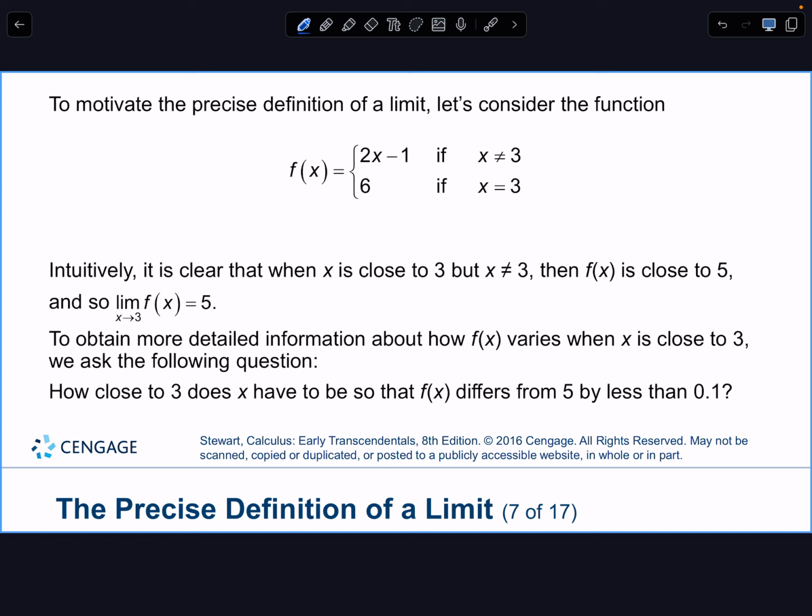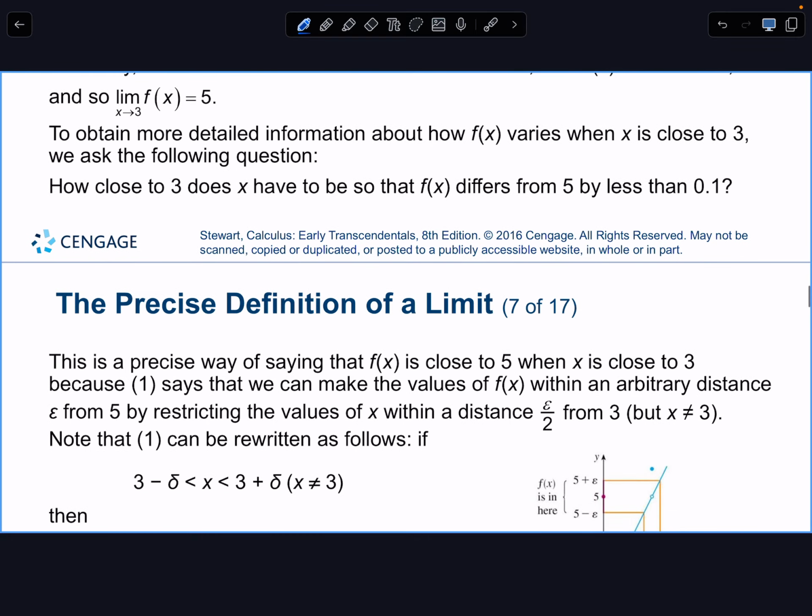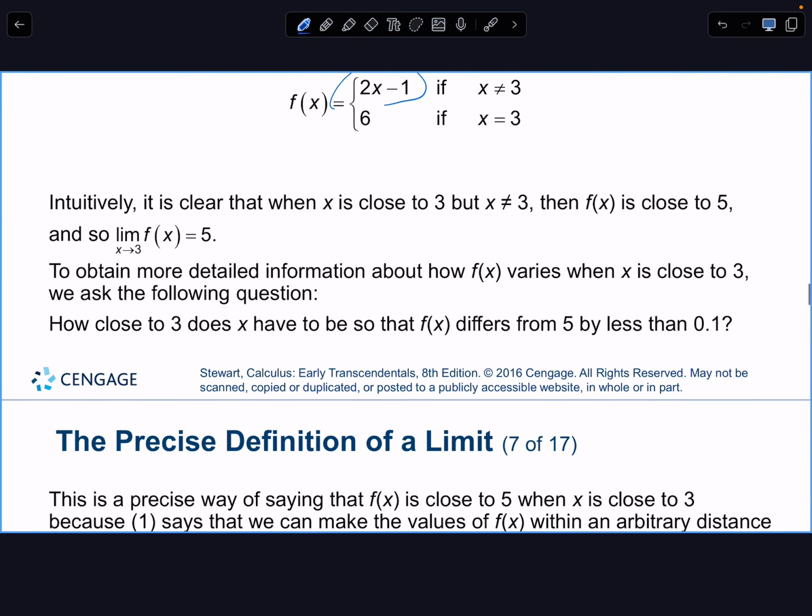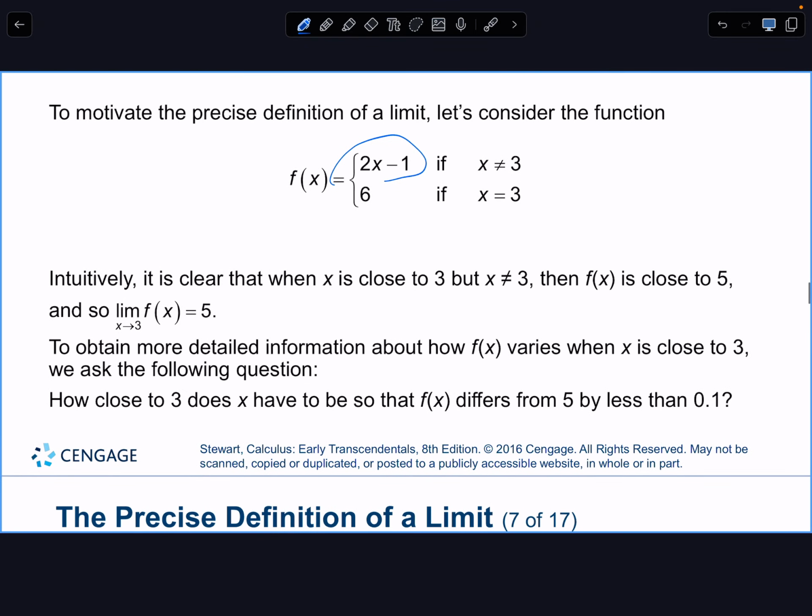So they're setting the scene here. Here's a function that's 2x minus 1 everywhere except when x equals 3, and then it's at 6. So here's the picture of that function. And basically we're saying f is going to have a limit at 3 when x is 3.